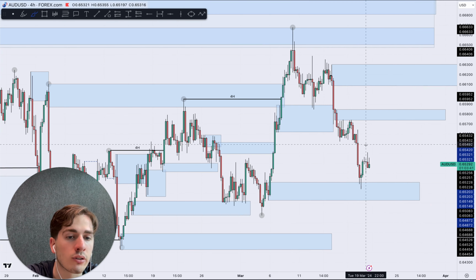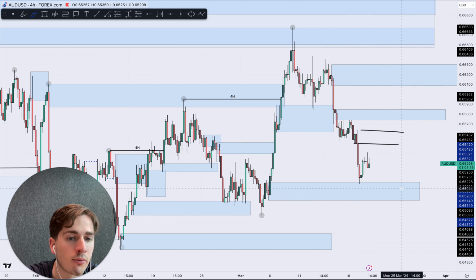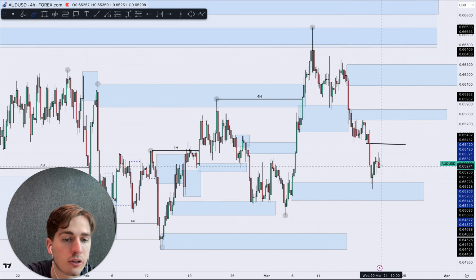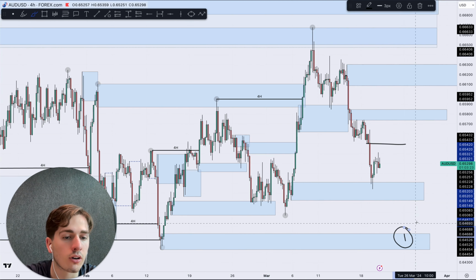Otherwise, just keep on looking for that further downside, preferably from this area of supply, and just sell from there once again until you see a 4 hour change of character. Do keep in mind, we have some big news today, so we could also just pop down lower. Then obviously this over here will be my main target for Aussie dollar.